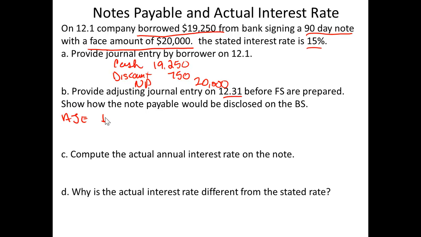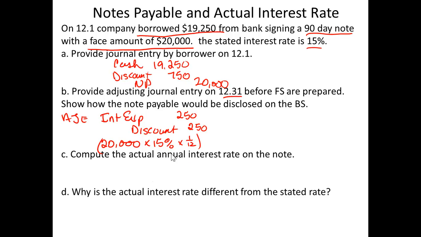Now, on December 31st, we're going to have an adjusting journal entry, and that adjusting journal entry is going to be debit interest expense and credit discount as we convert the discount into interest because we've used the resources. So how much have we used? Well, the principal of the note, the face amount of the note is $20,000. The interest rate is 15%, and 1/12 has passed, or $250.